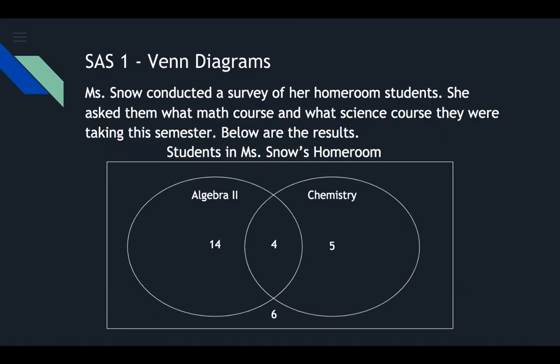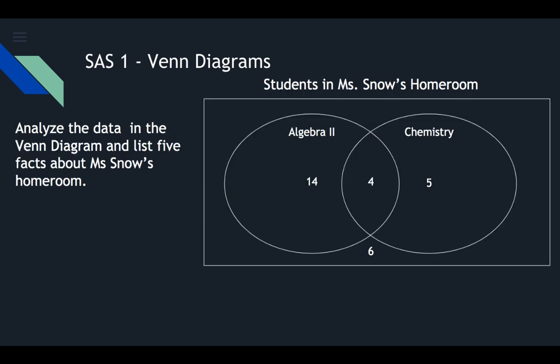So let's move on. Miss Snow conducted a survey of her homeroom students. She asked them what math course and what science course they were taking this semester, and below are the results. What can we say about this Venn diagram? Let's analyze the data and list 5 facts about Miss Snow's homeroom.